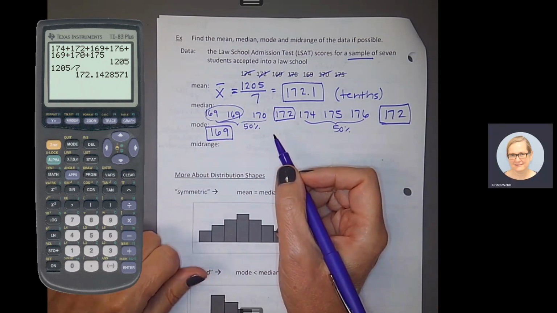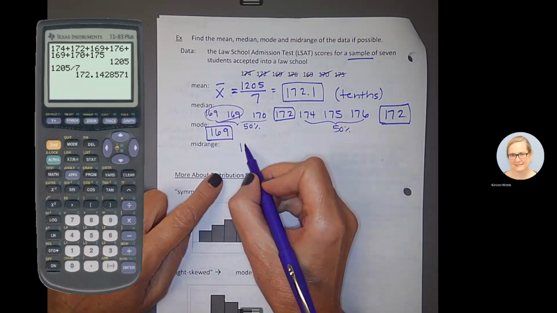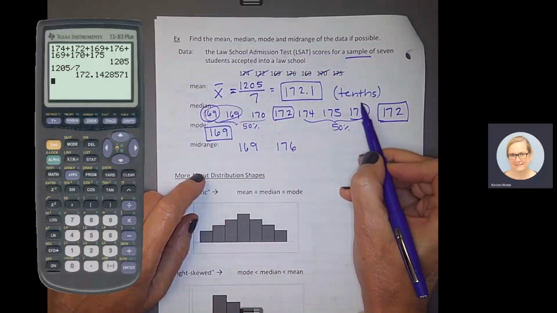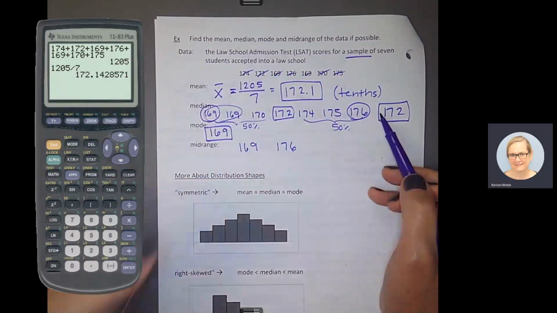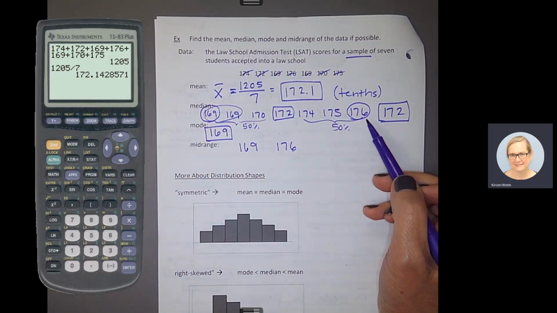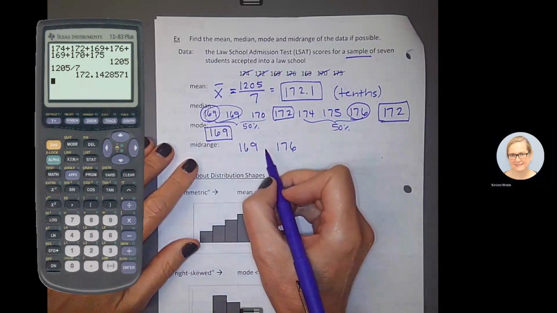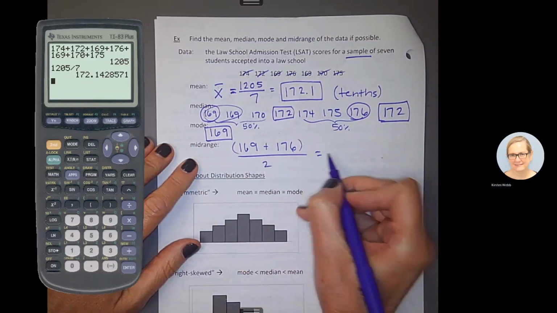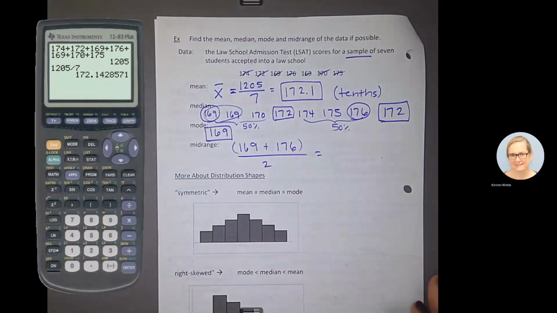So for the mid-range, what numbers do we need? 169 and 176. Yeah, we want the lowest one and the highest one after they're in order, right? Not just the first one and the last one, but the lowest one and the highest one. These 2 numbers get added and then we divide by 2. You can do that in 2 steps, or you can use parentheses and make it all 1 step. Do we know what the mid-range is? Sounds great.